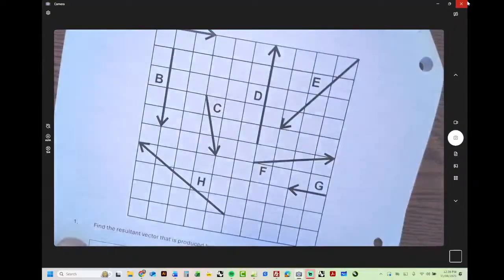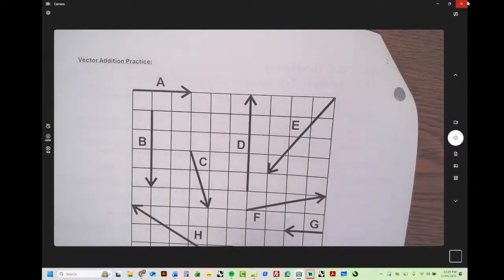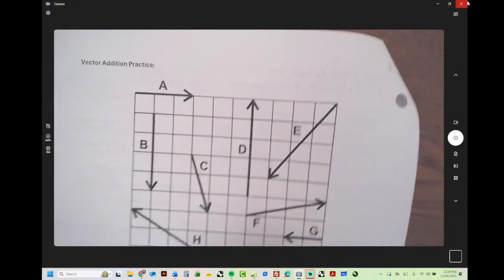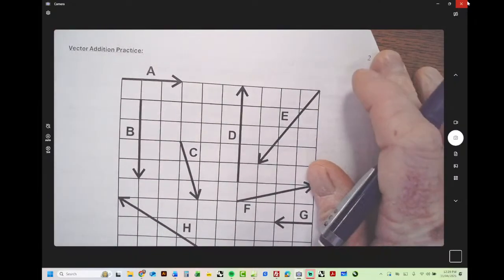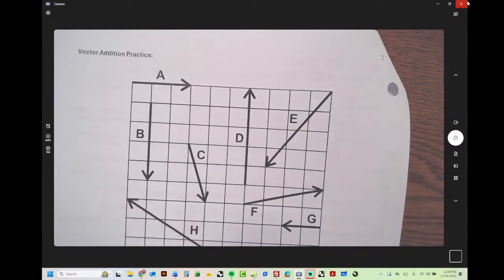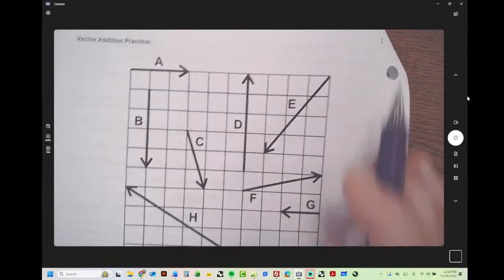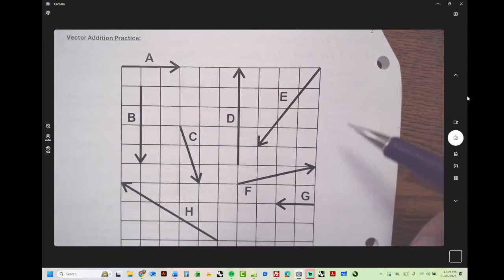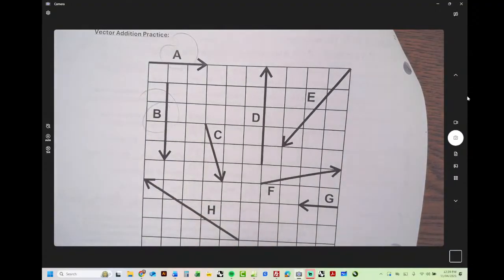Time to add vectors. Like I said, if the law of sines and the law of cosines are friends of yours, then you may want to do this kind of thing your own way in the future, but I'm going to show you the basic way of adding vectors. It's going to seem kind of silly and easy in the beginning, but it's going to make more sense when we get to harder ones. So we're going to add vector A and vector B.